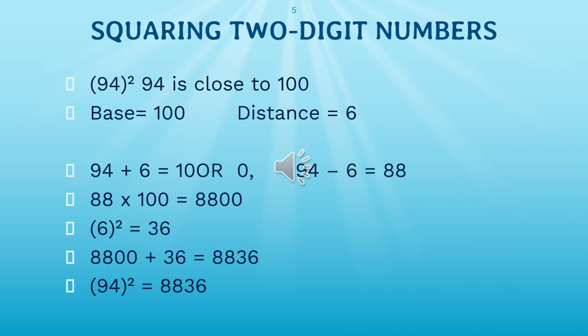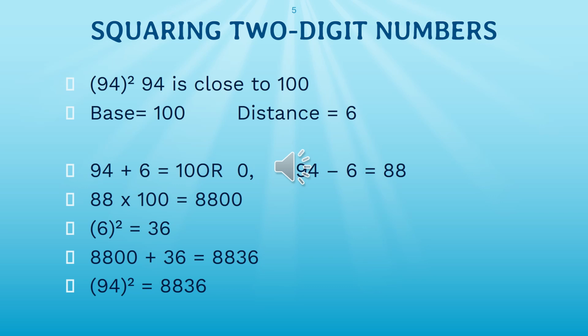For our fourth example, we have here 94 squared. Now 94 is close to 90, but since we have an easy number of 100, we will pick 100 as our base. Now the distance of 94 to 100 is 6. That's going up. So if we go up to 100 by 6, we should also go down by 6.